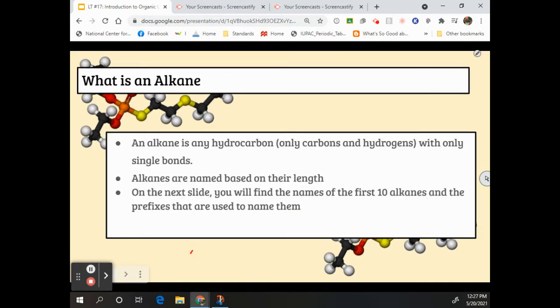So what is an alkane? An alkane is defined as any hydrocarbon, only carbon and hydrogens, with just single bonds. No double bonds, no triple bonds, and no other functional groups, which we will learn about a little bit later. Alkanes are named based on their length. On the next two slides, you're going to see some really important tables that I would highly suggest that you copy down, because those tables are going to give us prefixes that will indicate the size of the carbon chains we are using.